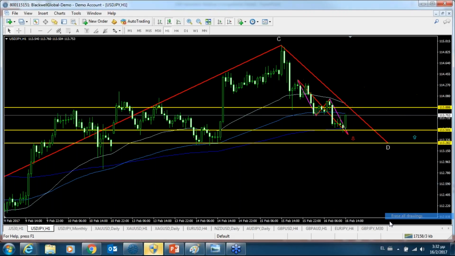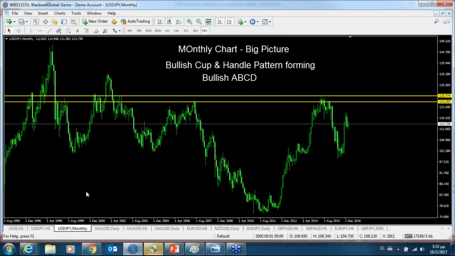Okay, let me see what I could gather on the monthly. Now, this is what I would like to talk about as well in the USD JPY on the bigger perspective. We're talking about the monthly chart. The monthly chart here, as you can see, gives you the bigger picture of what you could expect in months and months down the road, but gives you a bit of a roadmap of whether or not the shorter time frame is completing the move to have this pattern, the bigger picture, to materialize.